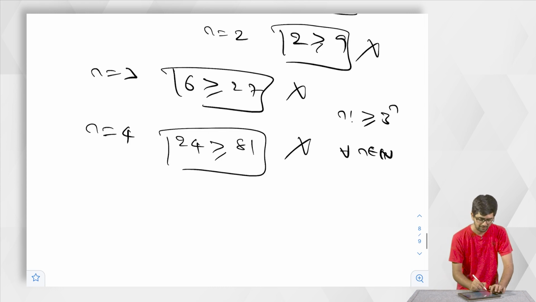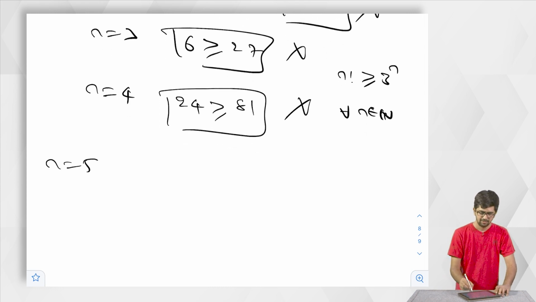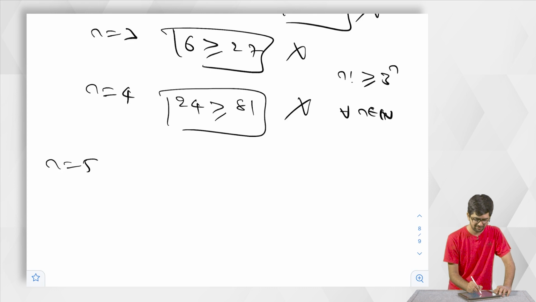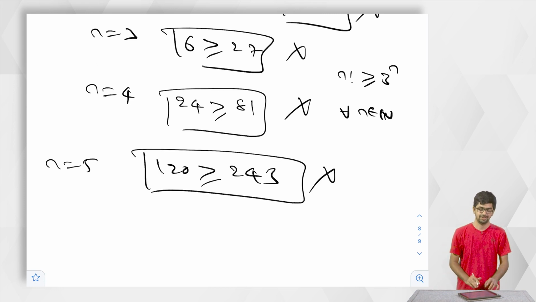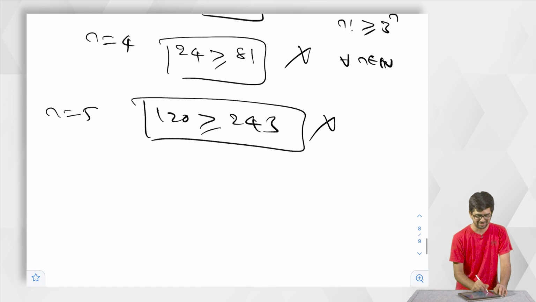Not true. What about 5? 5 factorial: 5 times 24 — 5 4s are 20, 5 2s are 120. It doesn't seem to be working. Let us not give up. There is a reason why I am not giving up.